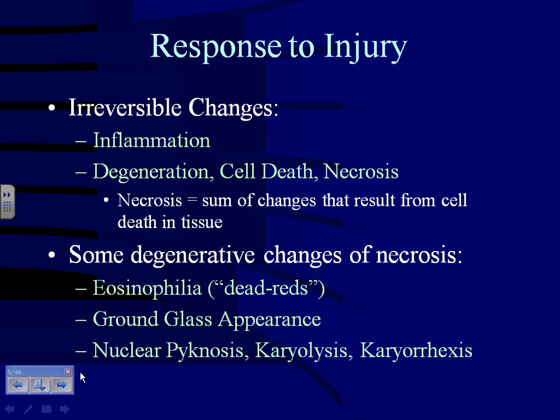Some other degenerative changes include the presence of cytoplasmic eosinophilia. In fact, cells can become dead and will look entirely eosinophilic, and we refer to them sometimes as dead reds, okay? But the other thing is the nucleus will take on a ground glass appearance initially when it's dying, and then the nuclear chromatin can undergo pycnosis, lysis, and karyorrhexis, which is until it actually totally dissolves, basically.